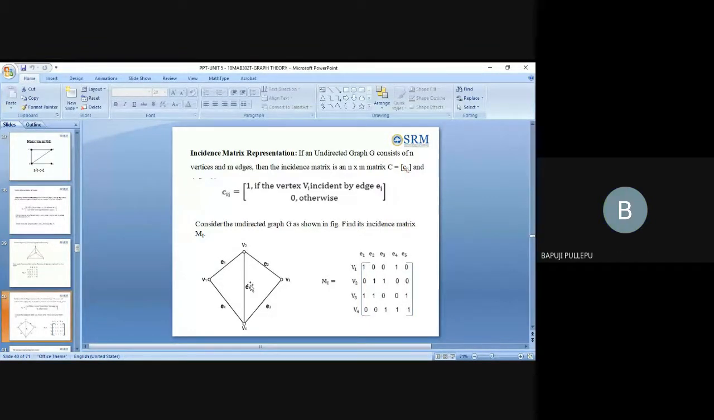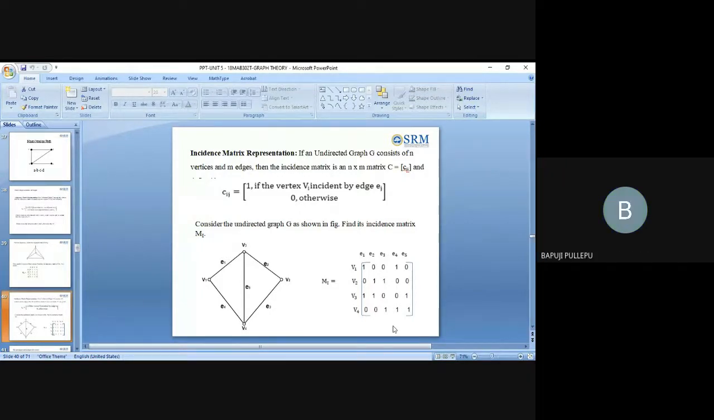Their places only. So V3, if you take, means what? V3 E1 is 0, then V3 E2 is 1, then there is no E3, E4, so zeros. Then E5. Similarly V4, how it meets actually? E3 meeting, E4 meeting, E5 touching V4. Correct? Any doubt? No, sir.